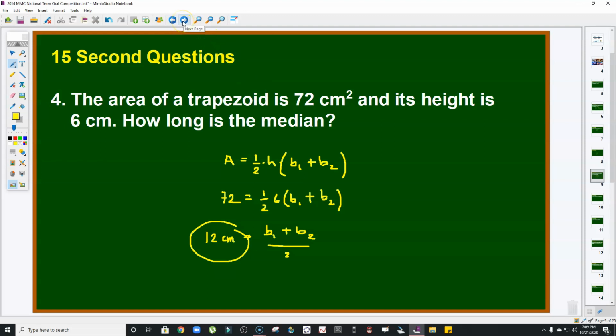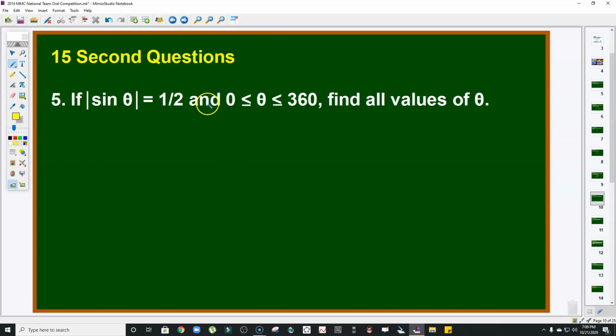Problem number 5. If the absolute value of sine theta equals 1/2 and theta is greater than or equal to 0 but less than or equal to 360, find all values of theta. So take note, we know the absolute value of sine theta is equal to 1/2, then the other one is sine theta equals negative 1/2.